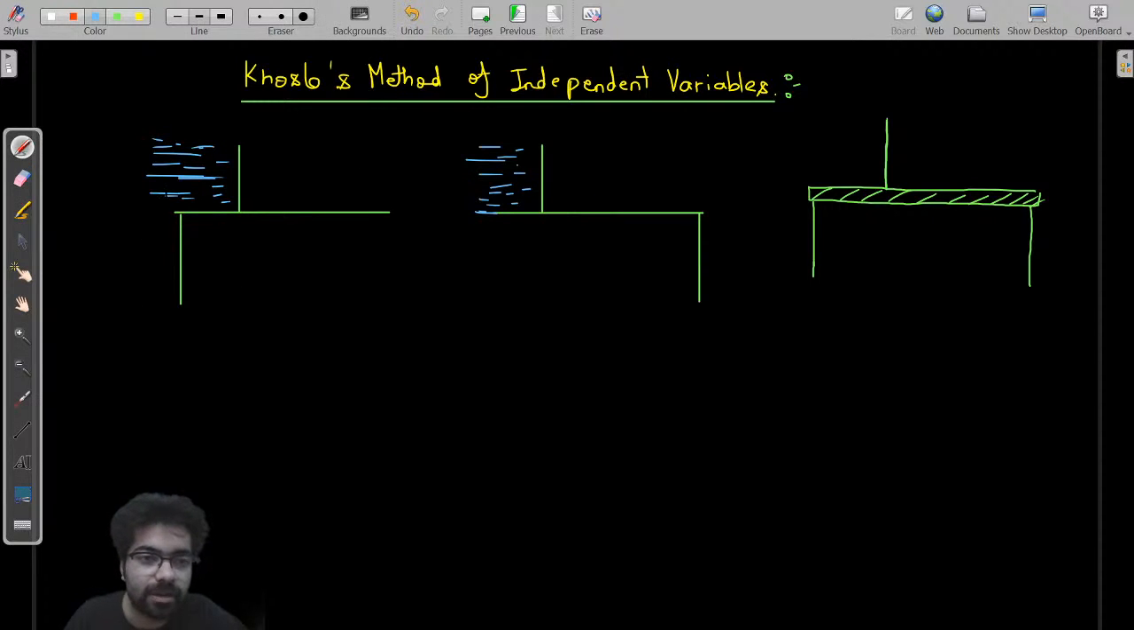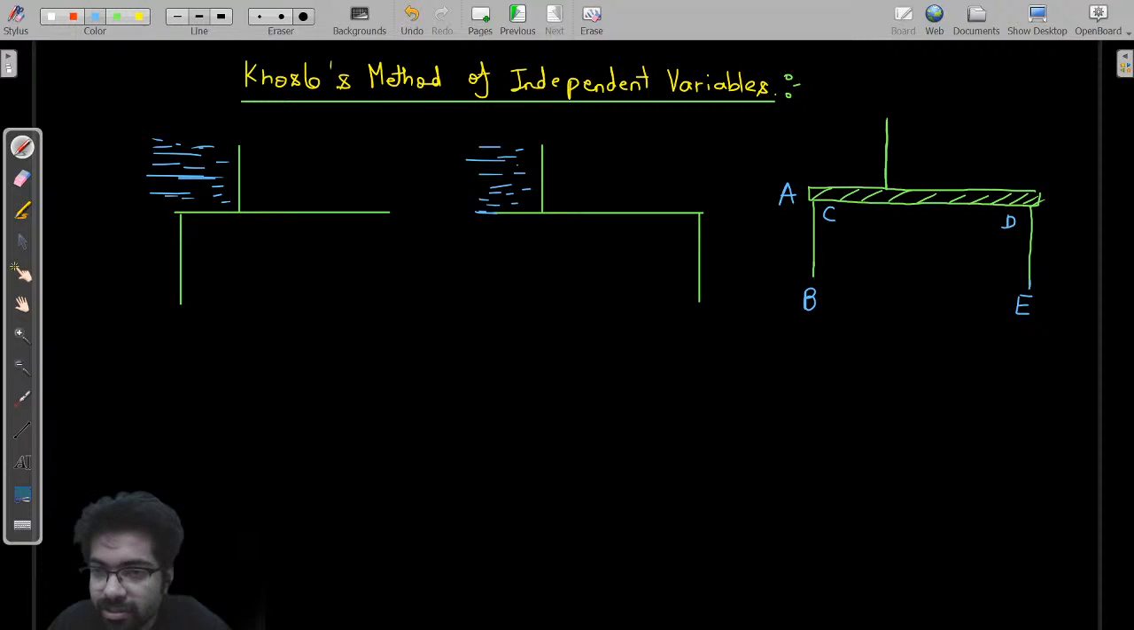Now, see here. Suppose this is your upstream point. Let me write down here only. This is your point A. This is your point B. This is your point C. This is your point D, E, and F is there.